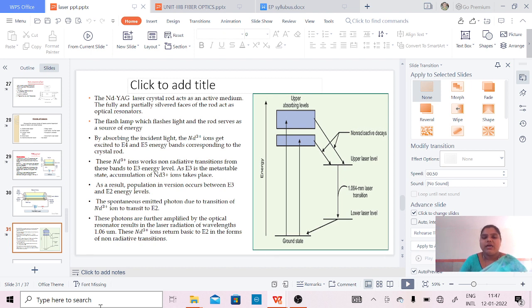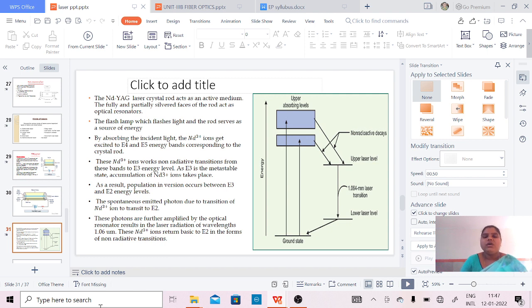E3 is a metastable state, and we know a metastable state is a state with a longer lifetime. Whenever E3 is in the metastable state, accumulation of Nd3+ ions takes place. As a result, population inversion occurs between the E3 and E2 levels. Once population inversion occurs, there is stimulated emission. The spontaneously emitted photons are due to the transition of Nd3+ ions from E3 to the E2 level.